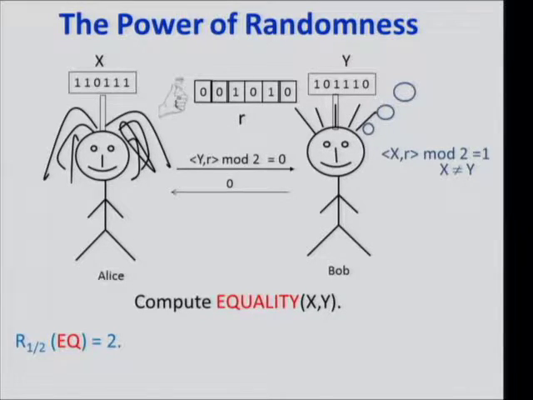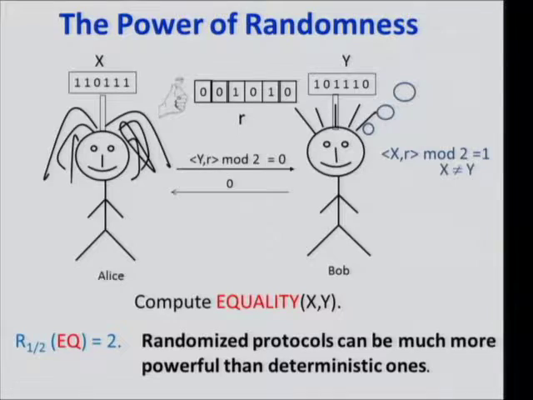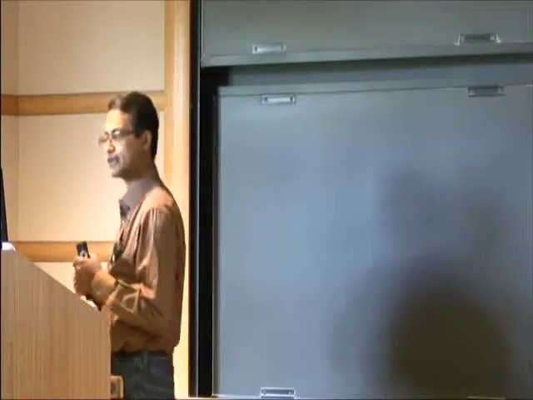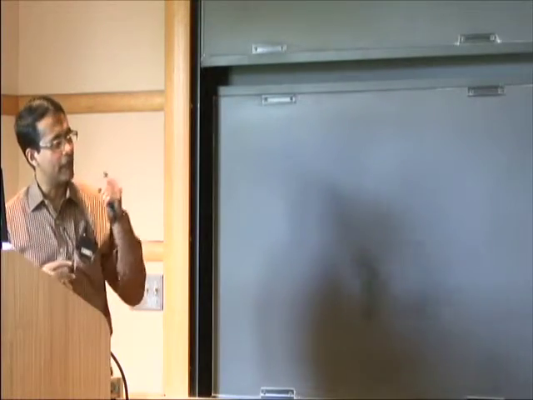Of course, if the inputs were equal, you'd never get this difference. And the key observation, which is very simple, is that whenever X and Y are different, then with probability exactly half, Alice and Bob would be able to discover it by a random coin toss. So the moral is that in the two-player classical model, randomization does help significantly. It can reduce the cost exponentially, from n plus 1 to constant.